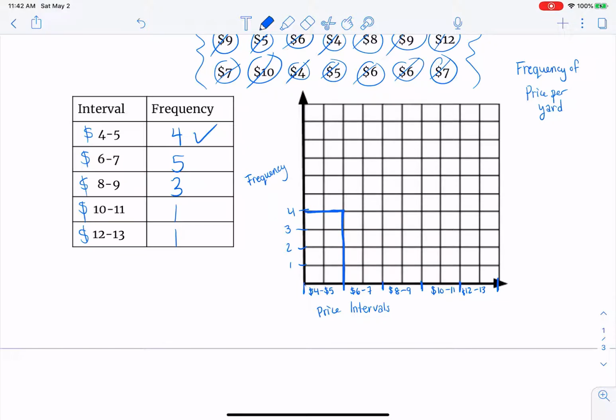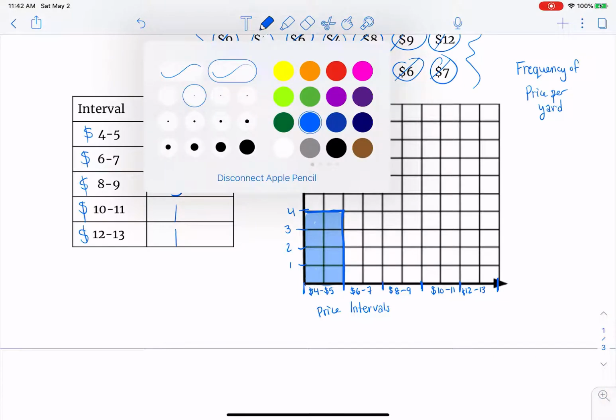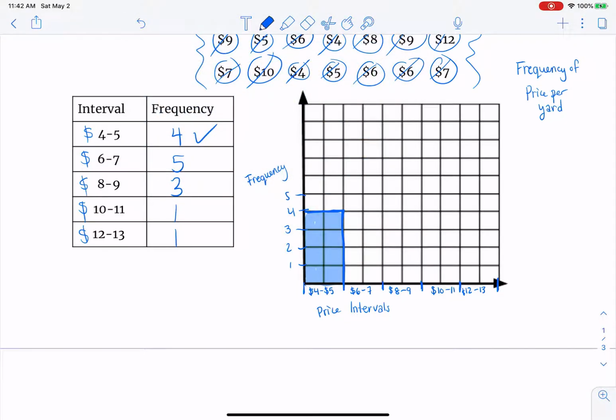I'm going to use the highlighter this time because it looks cool. Isn't it beautiful? Okay. And then the next one, $6 to $7. Our frequency is 5. Oops. 5.